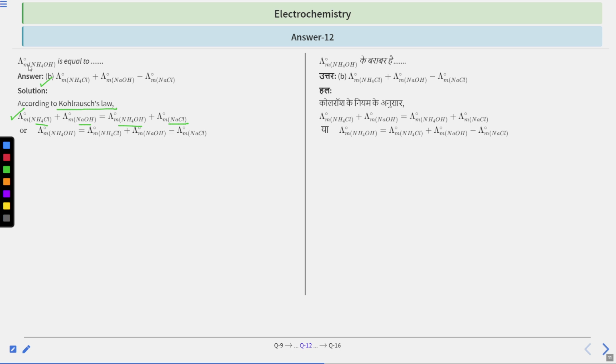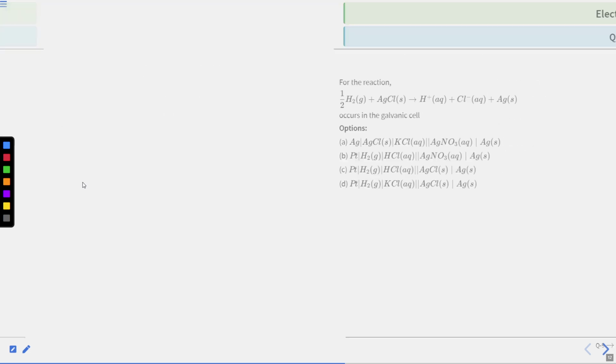Okay, so what we have to find out? We have to find out lambda naught M for NH4OH. In this equation, we have lambda naught M for NH4OH, so we will take it here only, and the other term will go to the other side, and plus will become negative. So lambda naught M for NH4OH will become equal to lambda naught M for NH4Cl plus lambda naught M for NaOH minus lambda naught M for NaCl. And this is the final answer, and thus option B is the correct answer. Okay, let's move to the next question.